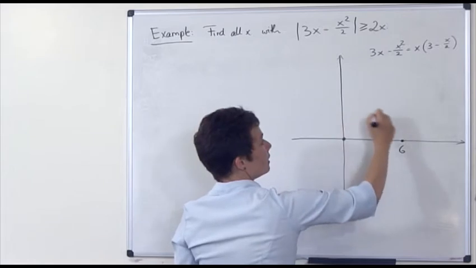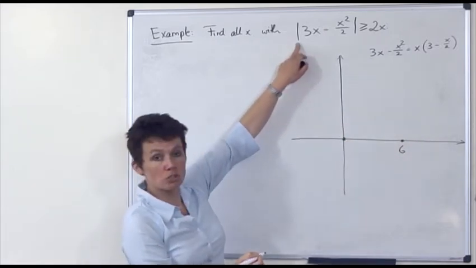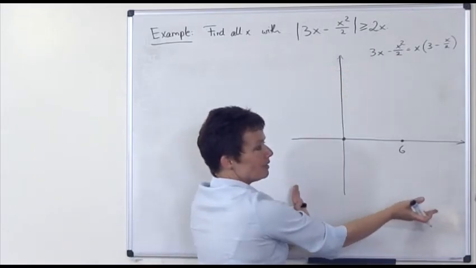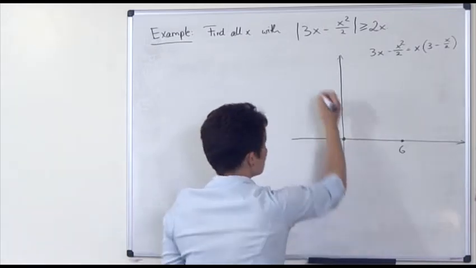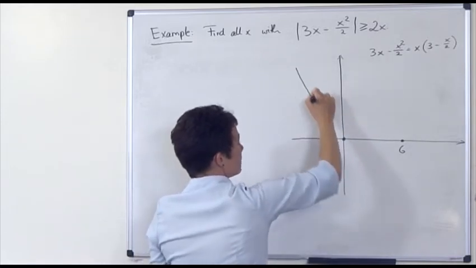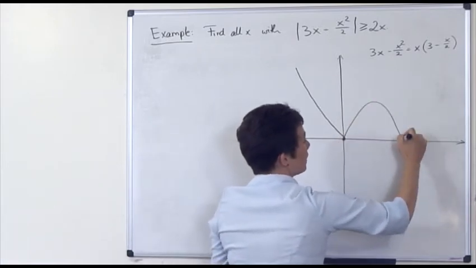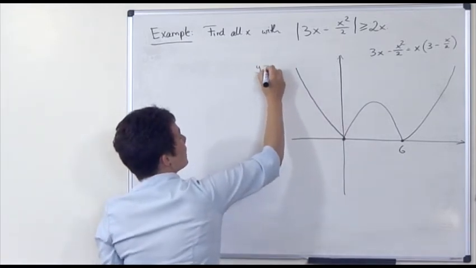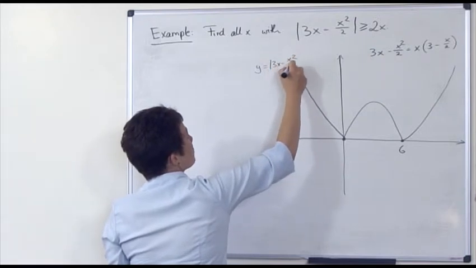So it will be a parabola like this, but applying the modulus to this expression, we need to flip up the parts of the graph lying below the x-axis. So instead of coming up from here to 0, the graph will come down to 0 like this, curl up, and then go back up. So this is the graph of y equal to the modulus of 3x minus x squared over 2.